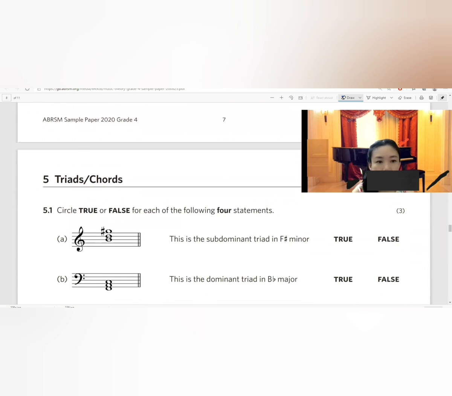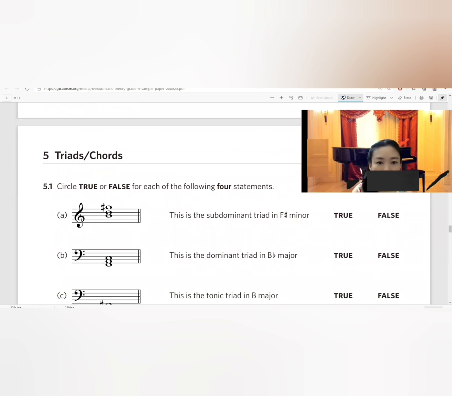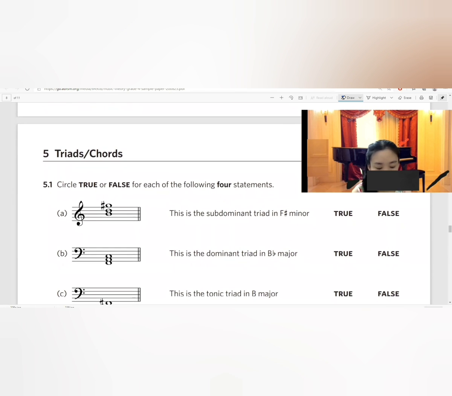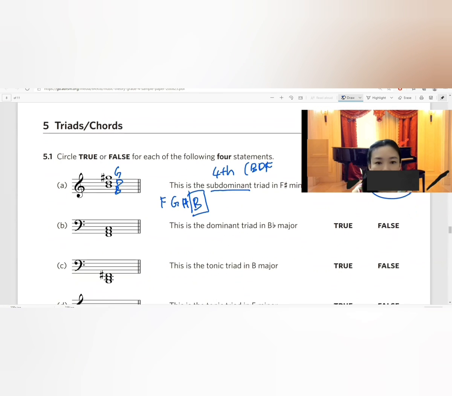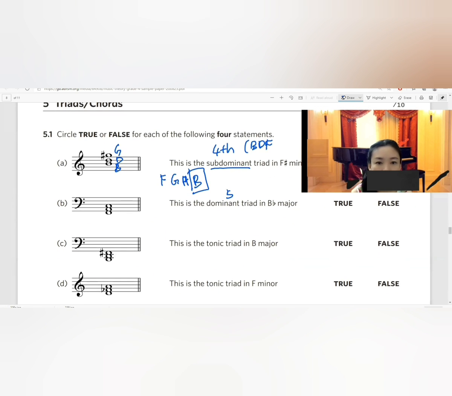Let's move on to the next question. This is about the triads and the chords. This is subdominant triad. Subdominant means the fourth chord. So in F sharp major, F sharp, G sharp, A sharp, B. The chord should start with B, which means it should be B, D, F. So the fourth chord should be B, D, F. But over here, you have G, B, D. So this is false. Next, dominant triad.